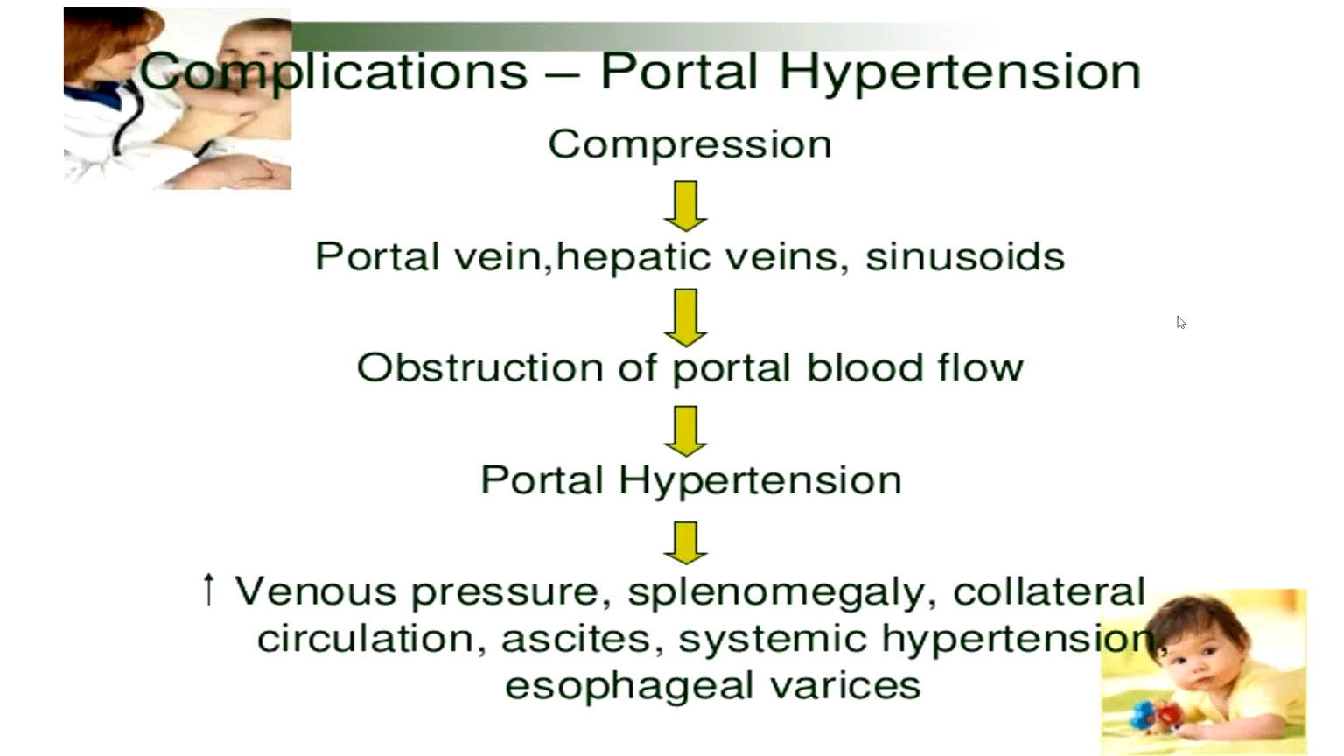When there is portal hypertension, you try to understand that when there is a lot of fibrosis, then the portal vein, hepatic vein, and the sinusoids, all of them are compressed in the fibrotic tissue. Ultimately, that ends as obstruction of the portal venous blood flow. The blood pressure in the portal system rises. It's called portal hypertension. As a result of the back pressure, the venous pressure rises. There is splenomegaly, all because of the congestion. The collateral circulation between the portal and the systemic circulation opens up, and the patient might bleed from the dilated esophageal varices.